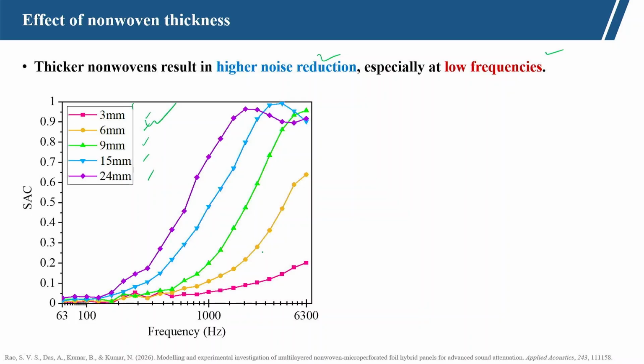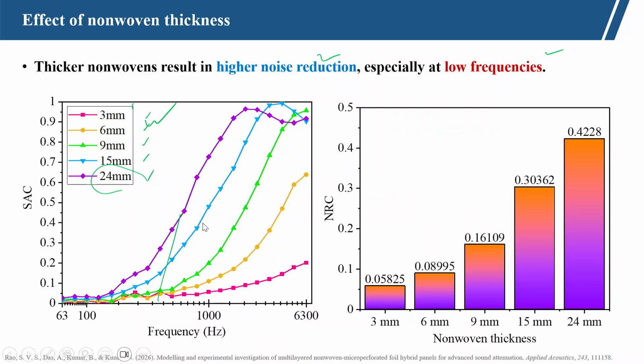So, what we have observed is, as we increase the layers, it becomes 24 millimeter thickness, and the sound absorption coefficient increases as the thickness increases. Similarly, the noise reduction coefficient also increases with the increase in the thickness of the nonwoven.